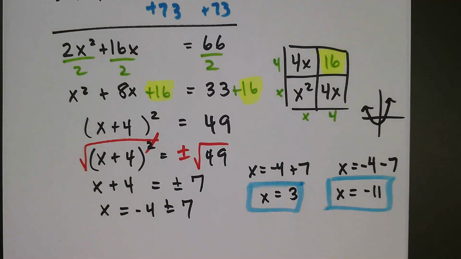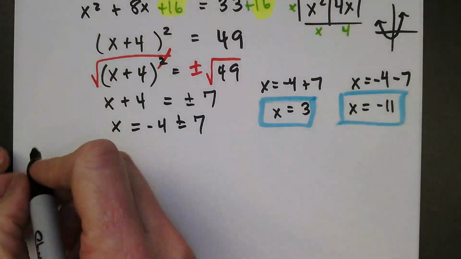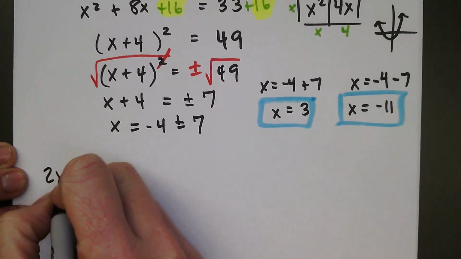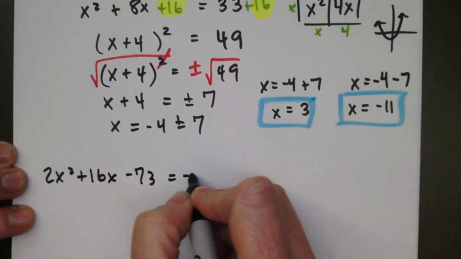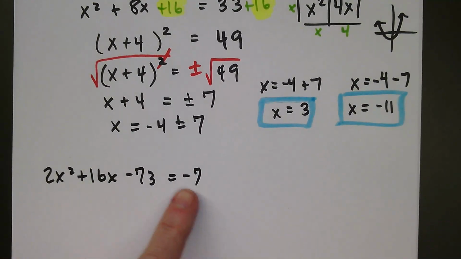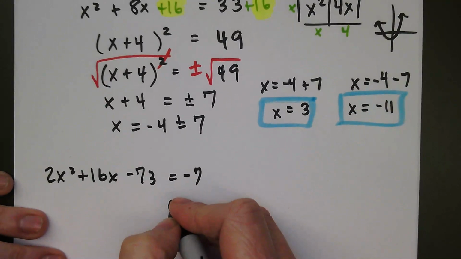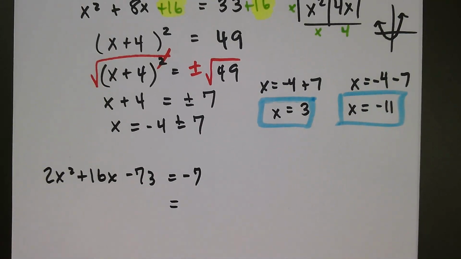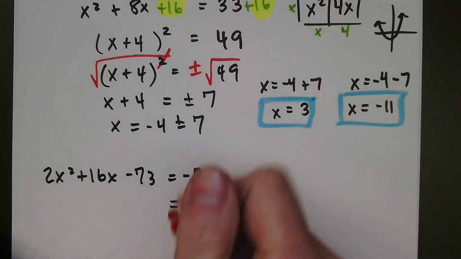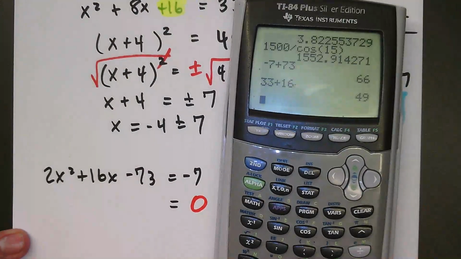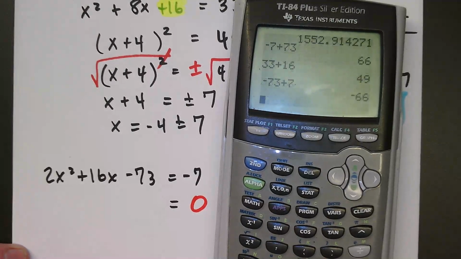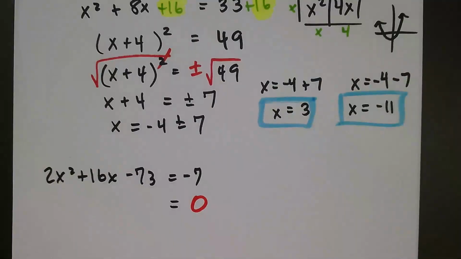So I'll show you that here too if you'd like to see. What we're going to do is I'm just going to take that same prompt from the beginning. 2x squared plus 16x minus 73 equals a negative 7. Now this time we need to move this to this side because in order to apply the quadratic formula, this thing needs to be set equal to 0. We need to have ax squared plus bx plus c. So I'm going to do negative 73, and then I'm going to add 7 to both sides. That's going to give me a negative 66.